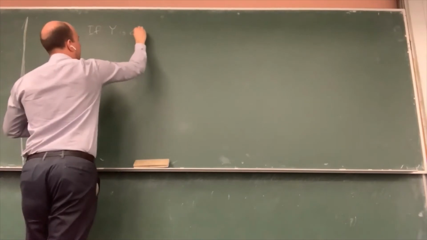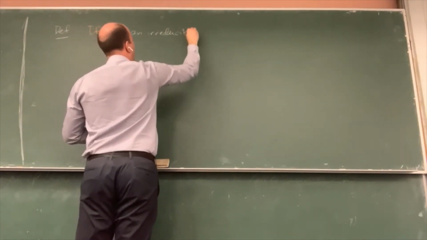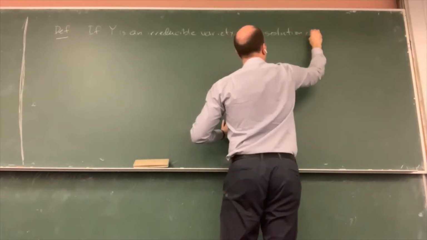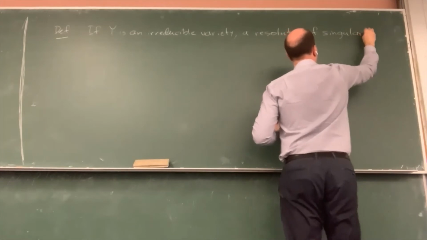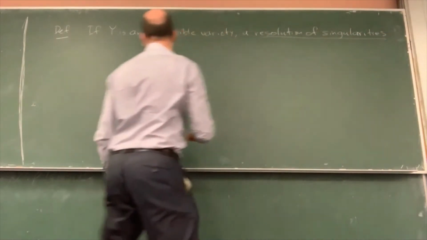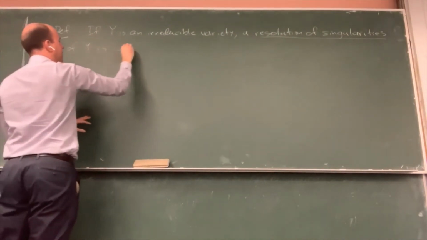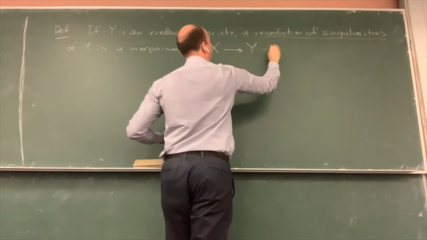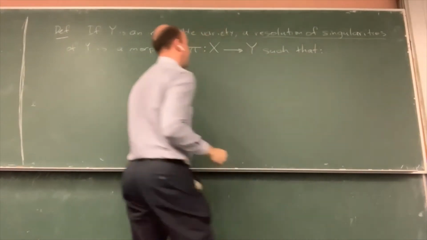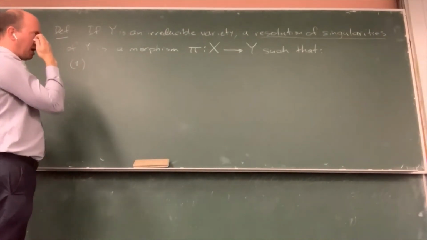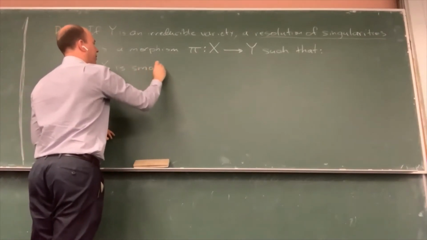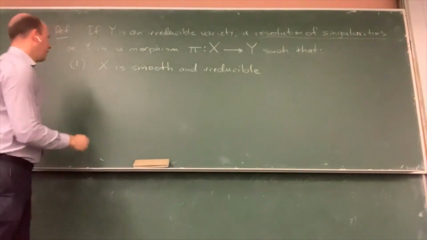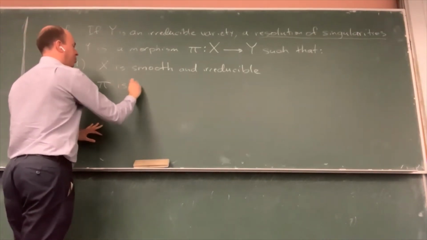So if Y is an irreducible variety, a resolution of singularities of Y is a morphism of varieties pi from some other variety X to Y, such that one, X is smooth and also irreducible. Two, pi is proper.